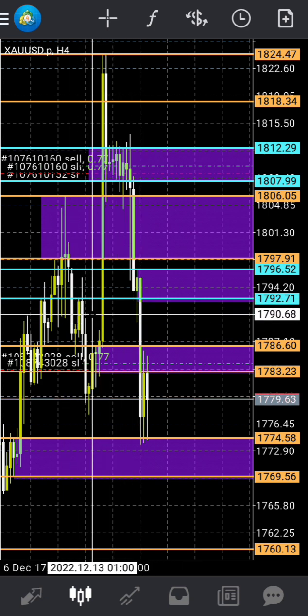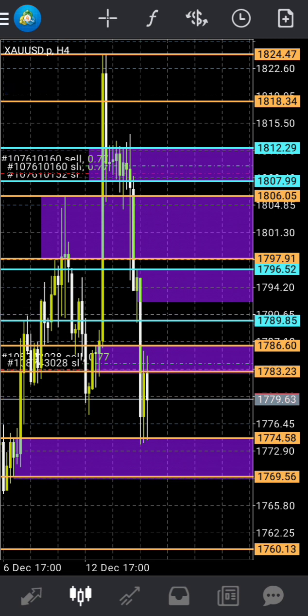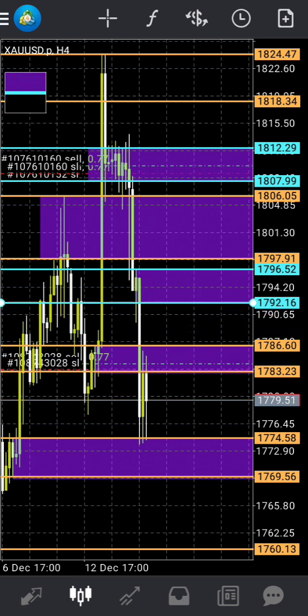Okay? Now I'm going to use the fresh zone. So the fresh zone is going to be something like this. This is a supply sell zone, and this is a bearish engulfing sell zone. So it's big like this. I'm going to cut the zone into half. Simple.